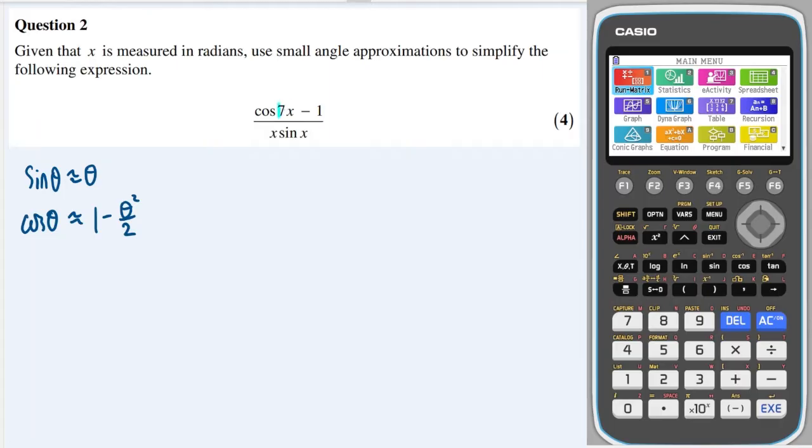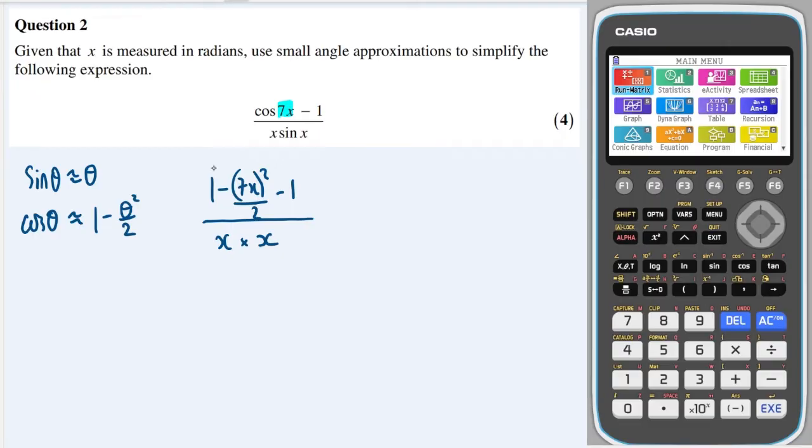Here we have the cos of 7x, so if I'm using this small angle approximation, then I would say that theta is equal to 7x. So that's going to give me 1 minus (7x) all squared over 2, and then minus 1, and then all over x, and then sine of x would just be x as well.